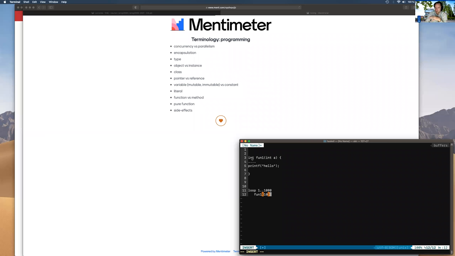So I know the output is always the same, but I have a side effect in the form of the terminal printing me something one time or 1000 times. That makes a huge difference as well. So this is a side effect also.